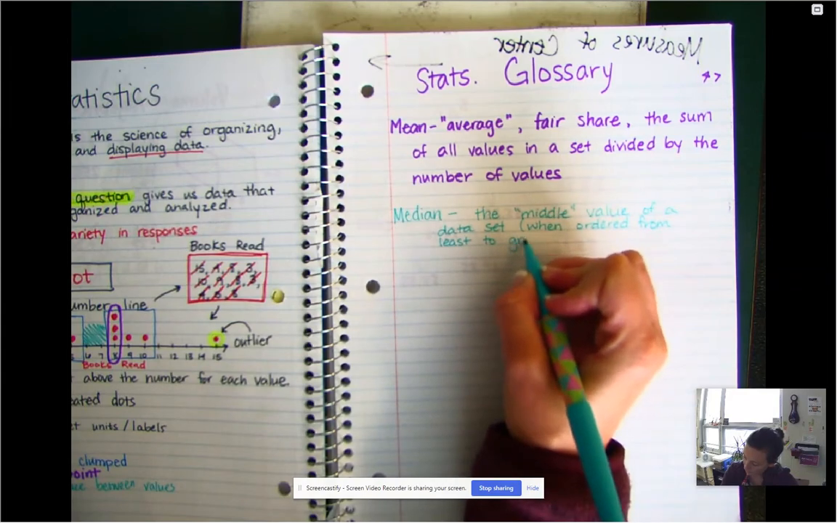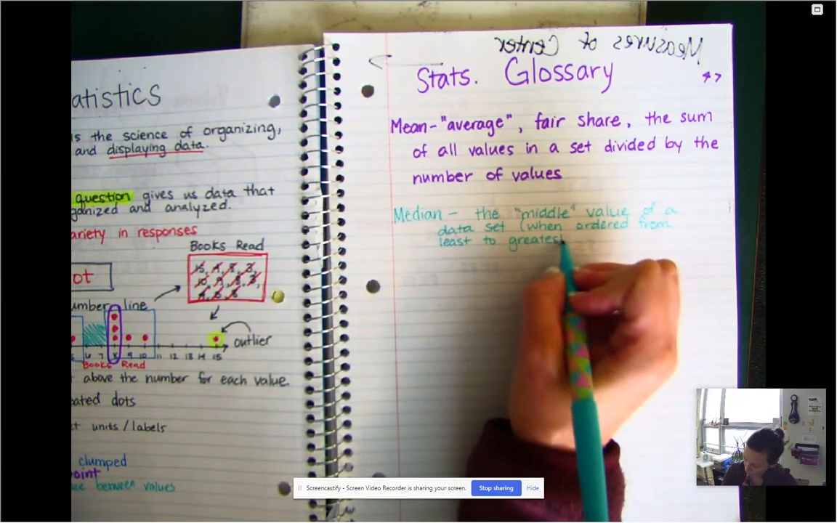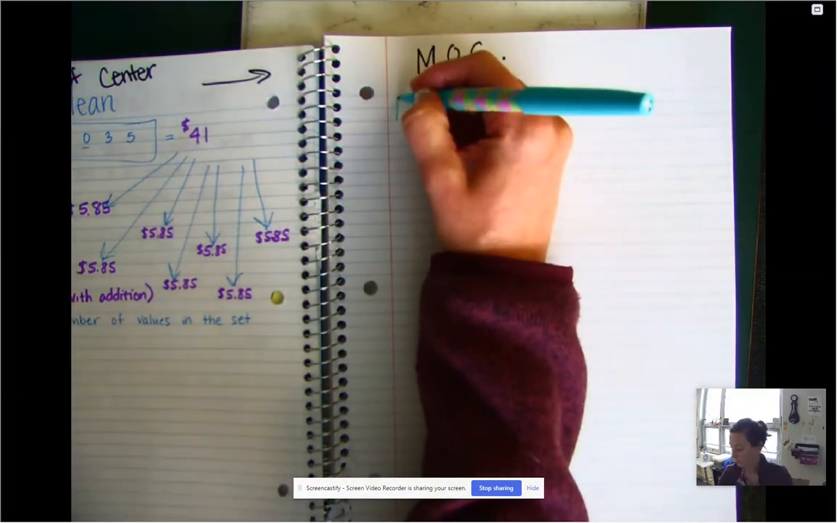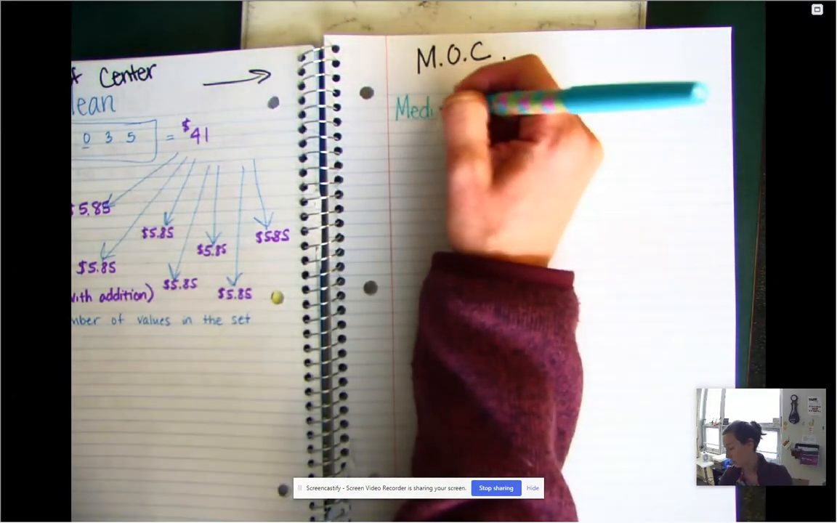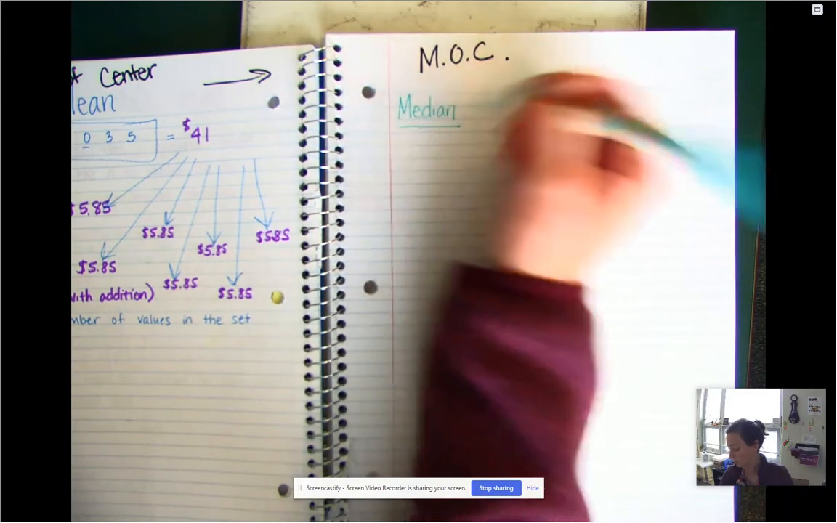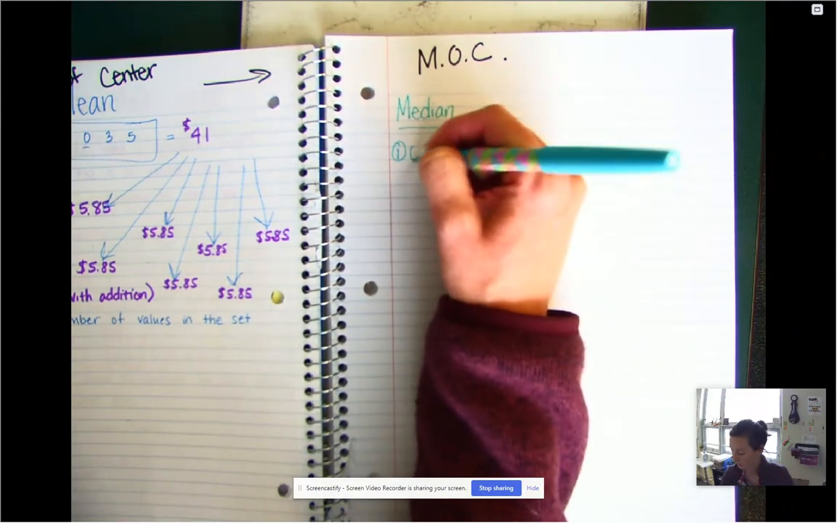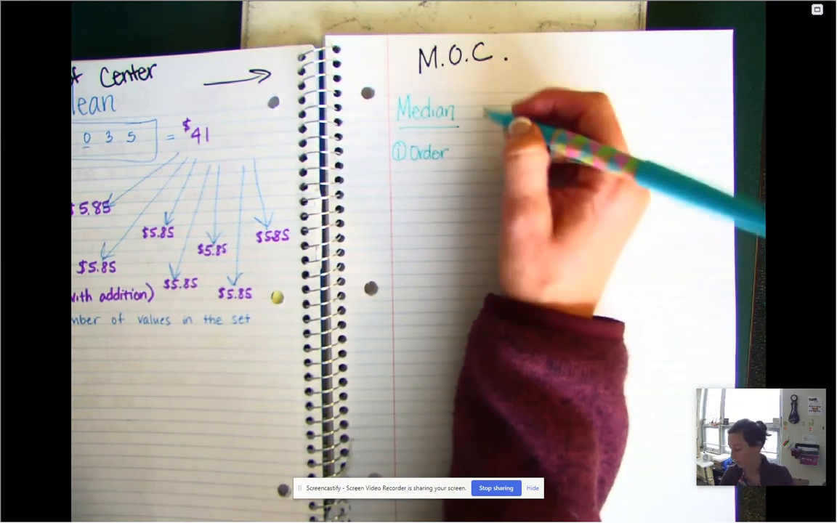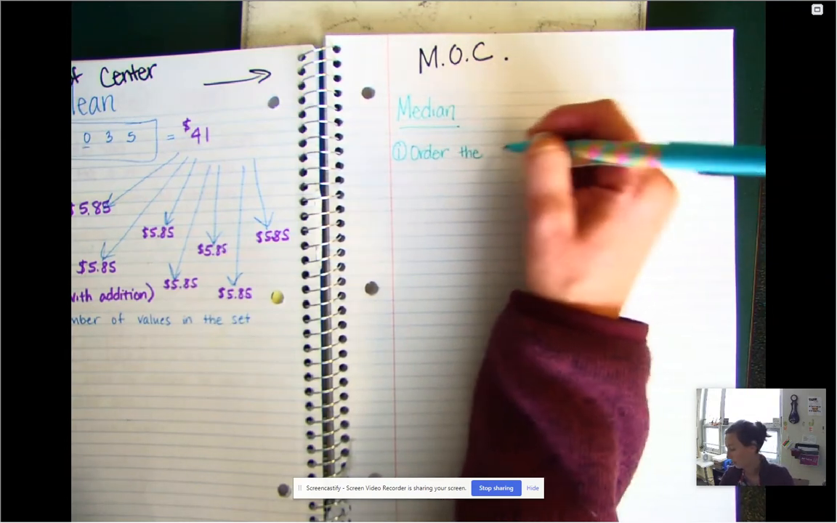So the median is really easy to calculate because all we have to do is put the data in order from least to greatest. And if people are going to make a mistake, this is usually it, that they don't order the data.